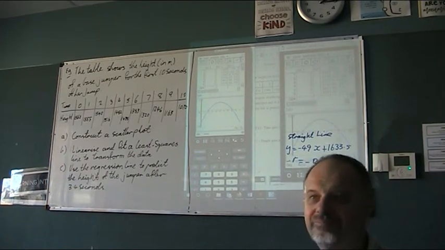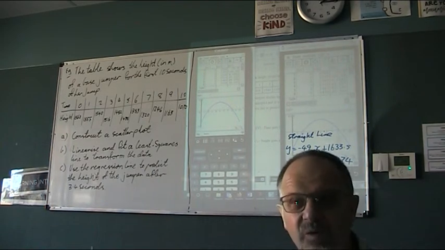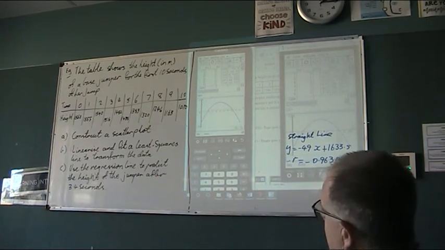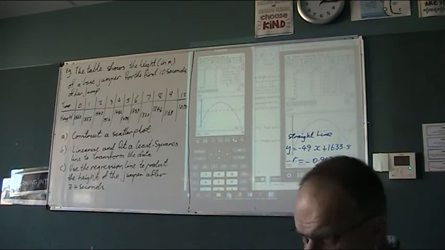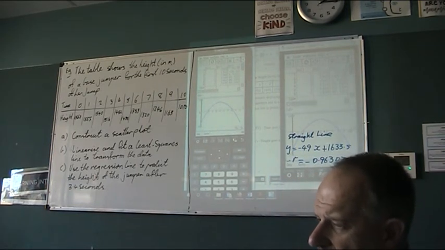Any pattern? It is a pattern, isn't it? It does look like a parabola, doesn't it? So there is a pattern there. So both of those plots would suggest that we need to transform the data. So let me go back to our scatter plot.